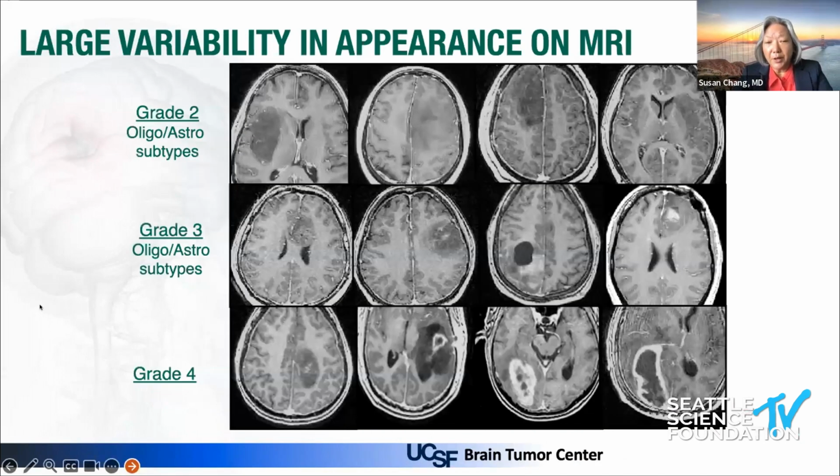The other challenge is the large variability in the appearance on MRI. Here are examples of 4 different patients with tumors who are oligo or astro types, grade 3s and also grade 4. But you can see there's heterogeneity across the tumors in terms of the appearance of enhancement, where there's some focal enhancement. And even as we know now for grade 4 tumors in glioblastoma, there can be non-enhancing glioblastoma where they're molecularly defined as opposed to the classic vascular proliferation and central necrosis.